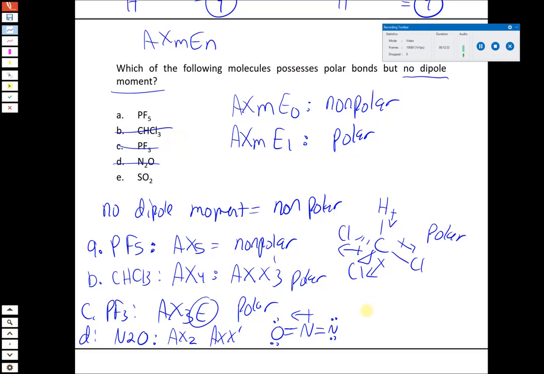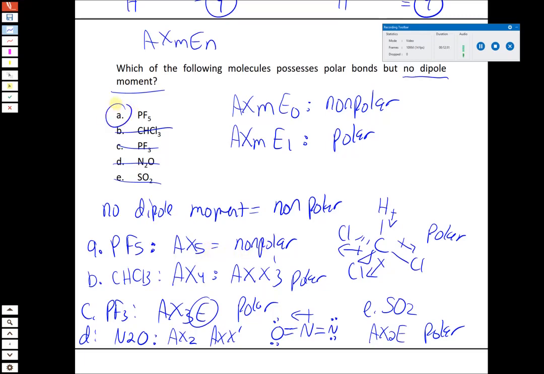And then for SO2, this one's more straightforward. We get AX2E, and this is going to then be polar. Anytime you have just one lone pair, you can automatically know that it's polar. So that was easy for a couple of these. But PF5 is the only one that has no lone pairs on the central atom, so it is going to be nonpolar.